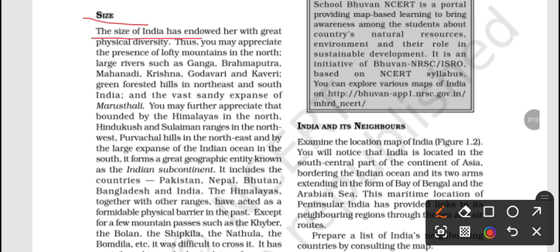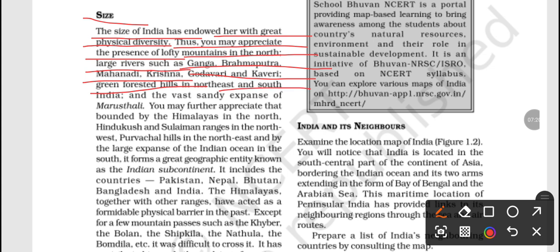Size. The size of India has endowed her with great physical diversity. Thus, you have appreciated the presence of lofty mountains in the north, large rivers such as Ganga, Brahmaputra, Mahanadi, Krishna, Godavari, and Kaveri, green forested hills in northeast and south India, and the vast sandy expanse of Marusthali.